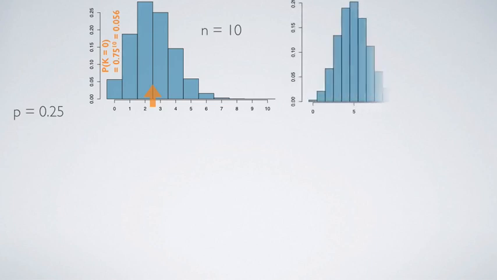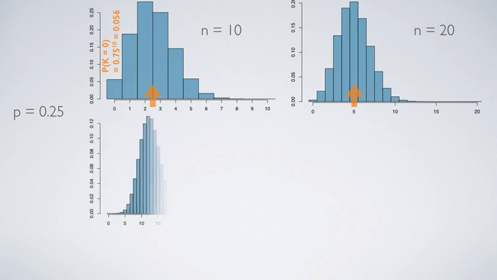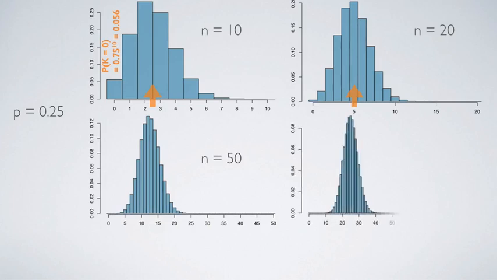Let's increase the sample size a bit, keeping p constant at 0.25. With n equals 20, we see a change in the center of the distribution, which is expected since n times p is now different, but we also see a change in the shape. The distribution, while still right skewed, is looking much less skewed. Increasing the sample size further to 50, the distribution looks even more symmetric and much smoother. And increasing the sample size even further to 100, the distribution looks no different than the normal distribution.